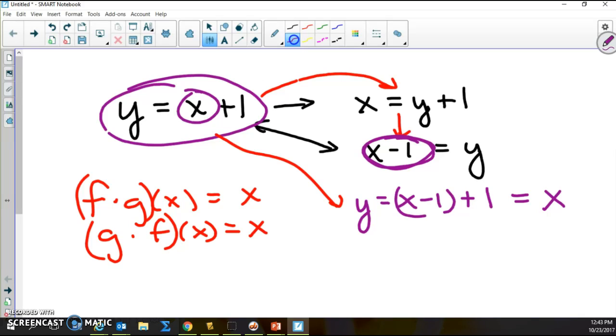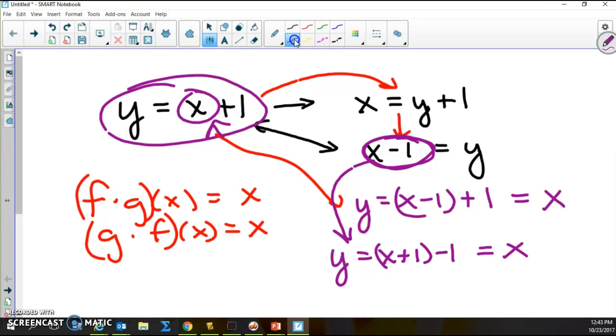We're going to take the second one, y equals x minus 1, and we're going to replace it with the opposite function, x plus 1 minus 1, yielding x as well. So this is just a quick reminder of what it means to have inverses of each other, the composition of which yields the value x.